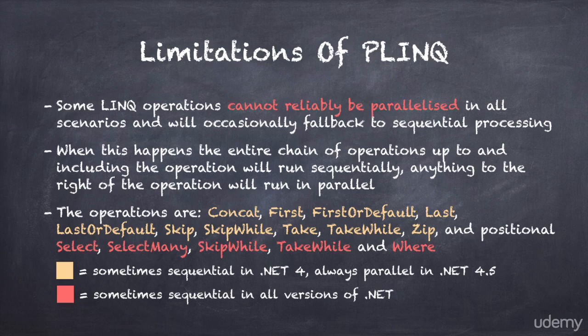The following operations may cause a fallback to sequential mode in .NET Framework versions up to 4: Concat, first, first or default, last, last or default, skip, skip while, take, take while, and zip. In .NET version 4.5, these operations will always run in parallel.